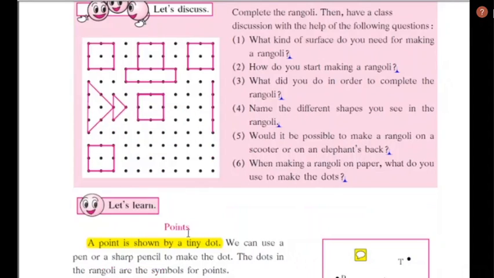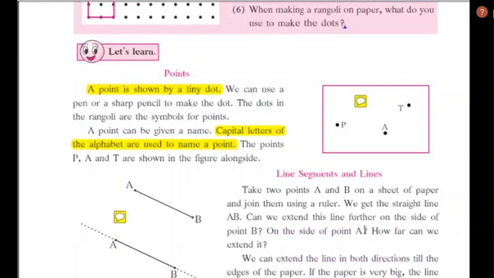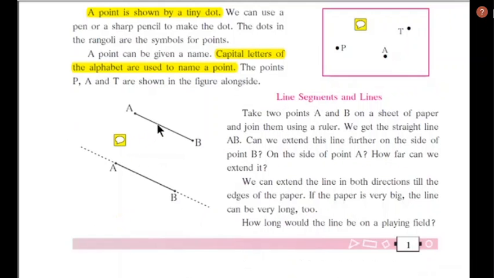Let's learn about a point. Students, look at this paper. On this paper, this is a point. Capital letters of the alphabet are used as names of points. This is point P, point A, point T. Students, look at this diagram. This is a line segment. Join points A and B. Say line segment.